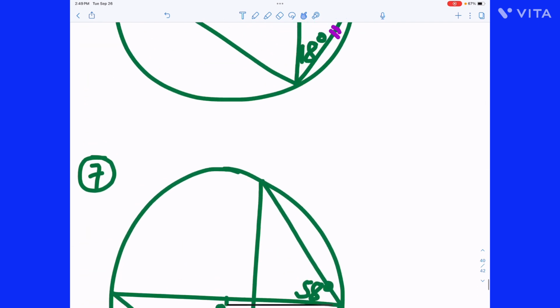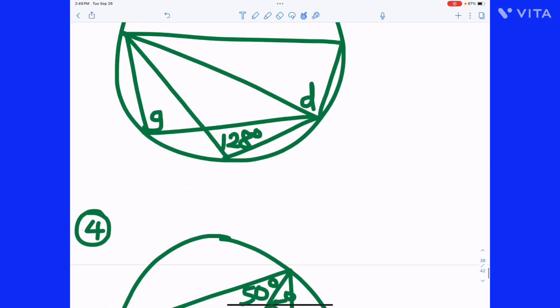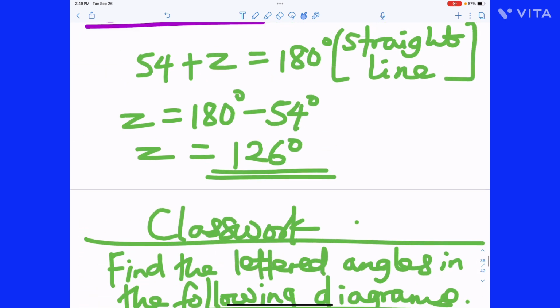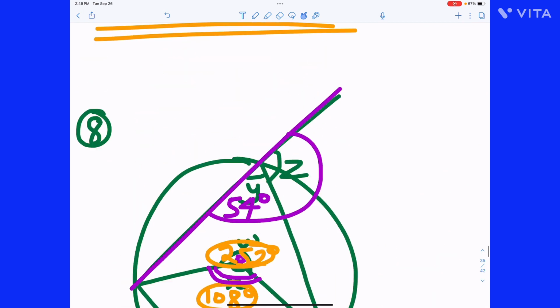So that's the exercise for the theorem. That's a classwork for the theorem. We now go to the next theorem in the next video.